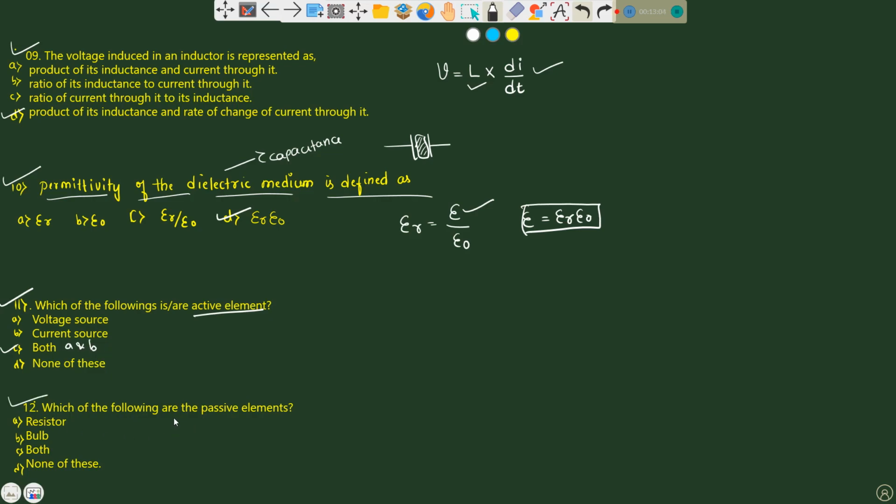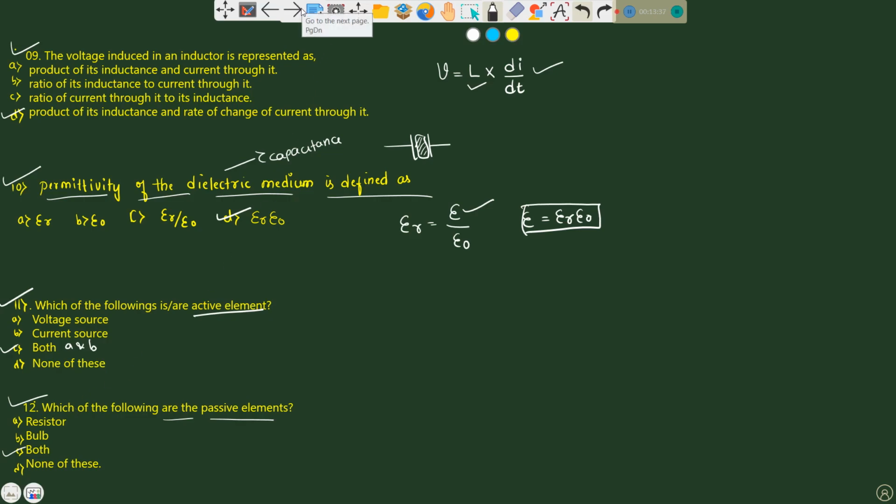Then we have, which of the following are the passive elements? When it compares with your family, passive elements are nothing but kids in a family. Likewise in electrical engineering, the passive elements, that is resistance, inductance, capacitance, are called passive elements. See here, resistance and bulb, both are given. So what does a bulb contain? It contains a resistive element, so it will be both.